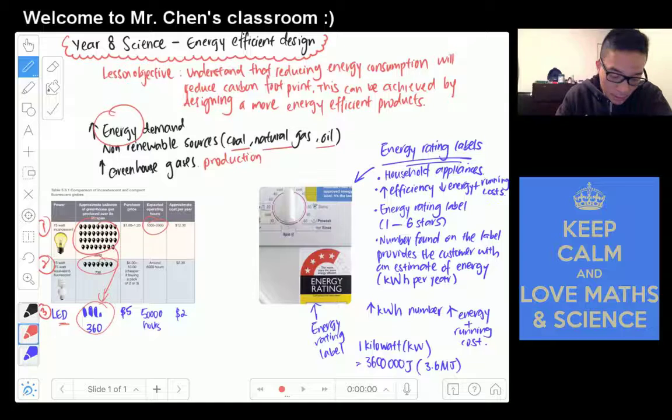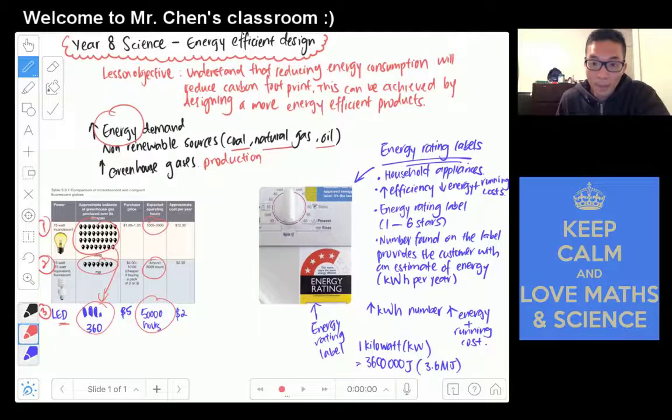And fluorescence actually has a lifespan of 8000 hours, but LEDs have a ridiculous operating lifespan, which is 50,000 hours. That is equivalent, I think, if I'm not mistaken, to quite a few years, like 5.6 years or something. It lasts for a long time.